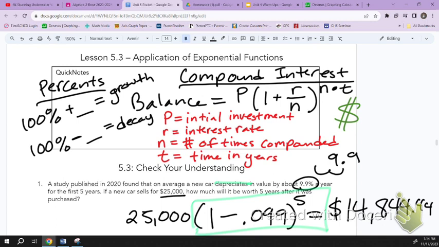$14,844.44. Parentheses. I know, it is necessary. I know it's so tricky. And then I just say times 25,000. There you go. What questions do we have?